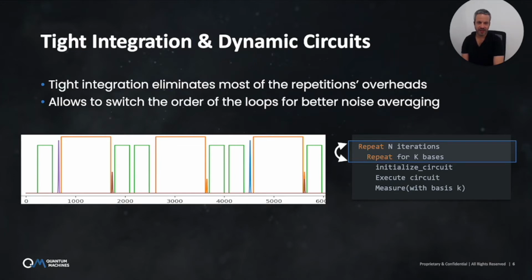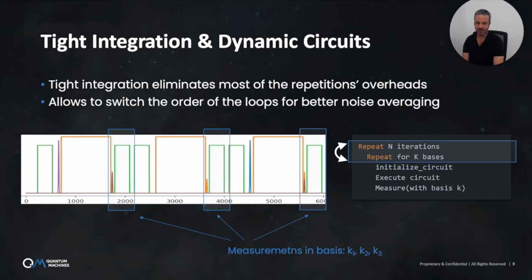In the pulse diagram in front of us, we can see 3 circuits measured with 3 different bases. Each circuit includes an active reset phase, an ansatz execution phase, and rotation to the target basis and measurement. We can notice that the overhead for each repetition is eliminated, and the next iteration starts nanoseconds after the measurements of the previous one.